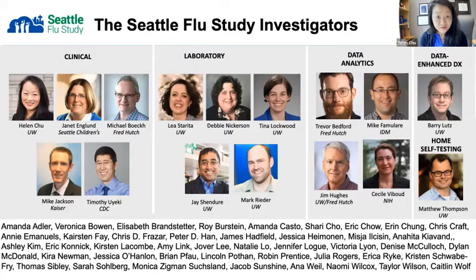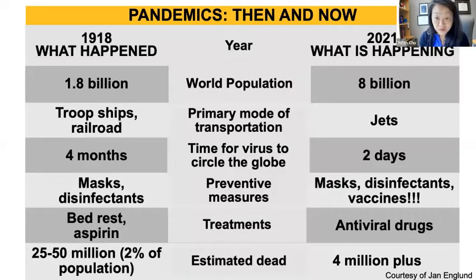So the Seattle flu study was started about 3 years ago now. This is the group of investigators that work on the Seattle flu study. We now have over 250 people involved, and it's really a large team effort. So the reason why we developed the Seattle flu study was because we were working to figure out a way to prepare for the next pandemic.